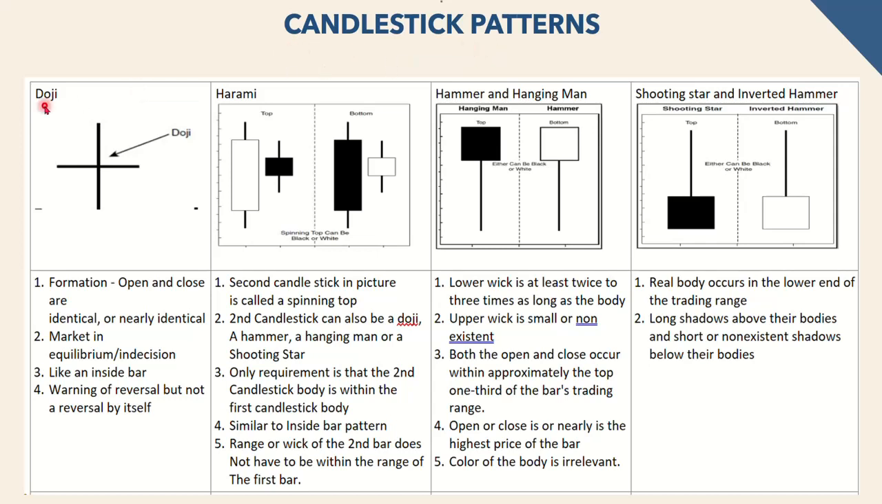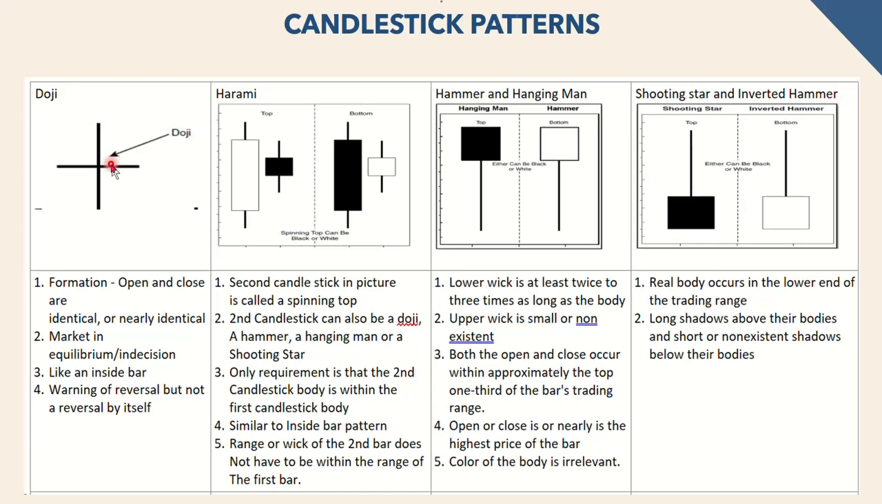The first one is doji. In this formation, open and close are identical or nearly identical. This is the open, this is the close. It looks like a plus mark. Sometimes there will be little difference between open and close. It need not always be exactly the same. A little smaller tick difference should be fine.